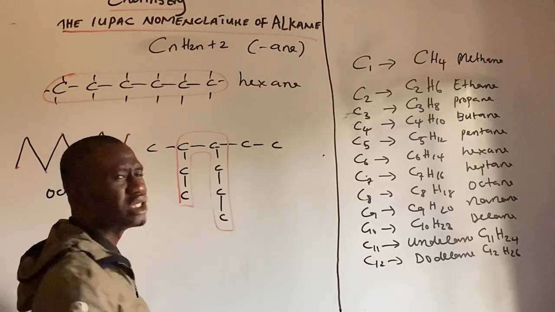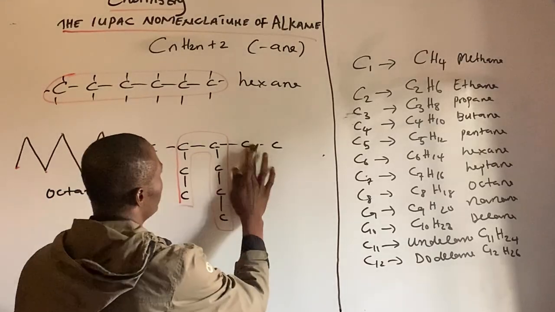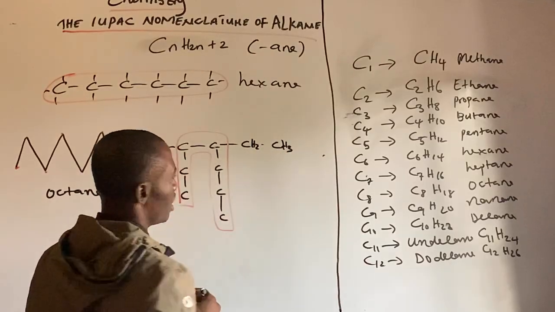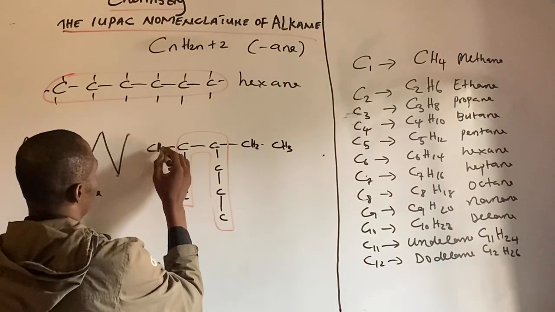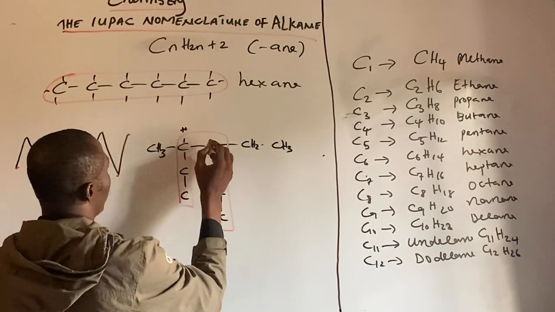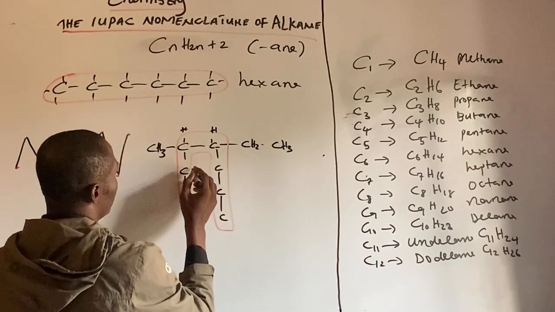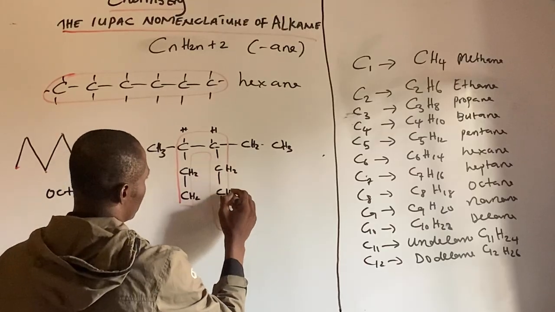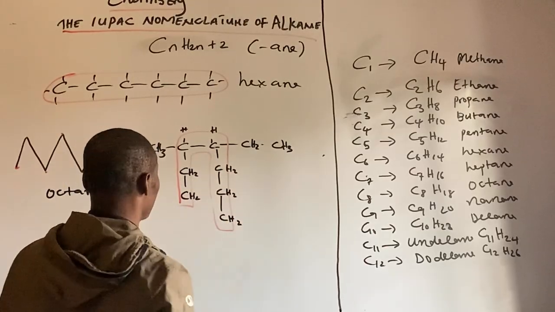So let's name this one over here. We're going to put the hydrogen atoms in it. So let's put the hydrogen here. This should be CH3, this should be CH3, and then we have hydrogen here and here. This should be CH2, CH2, CH2, CH2, CH2.